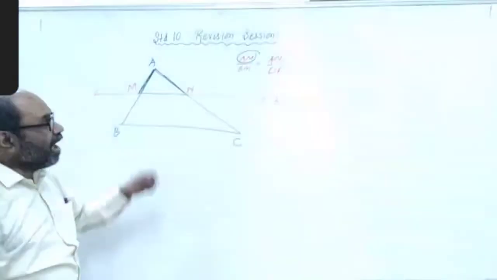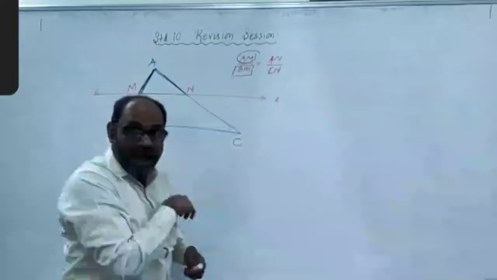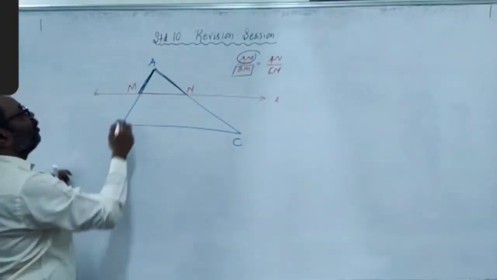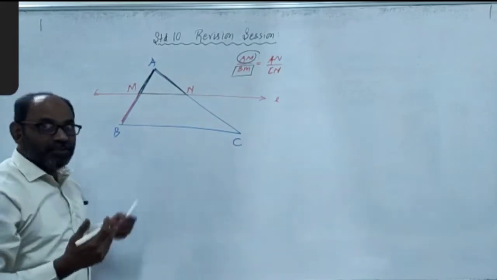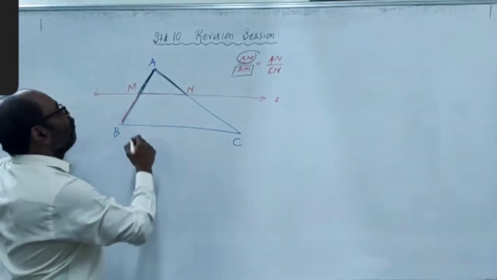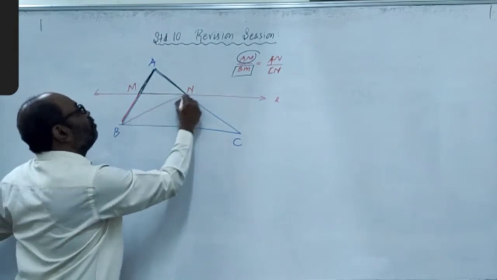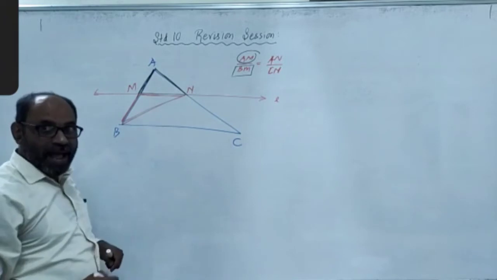AMN. And then you have this denominator BM. BM also I am going to consider as one of the sides of a triangle. But the triangle is not there. Which triangle contains the side BM? For that I have to join BM. So I got triangle BMN.